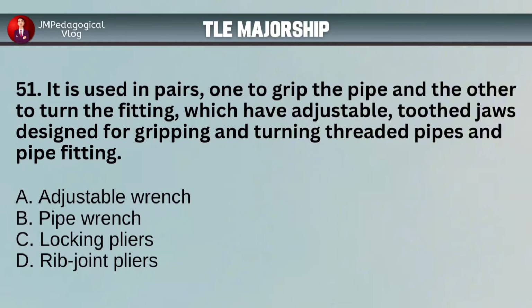51. It is used in pairs, one to grip the pipe and the other to turn the fitting, which has adjustable, toothed jaws designed for gripping and turning threaded pipes and pipe fittings. a. Adjustable wrench. b. Pipe wrench. c. Locking pliers. d. Rib joint pliers.